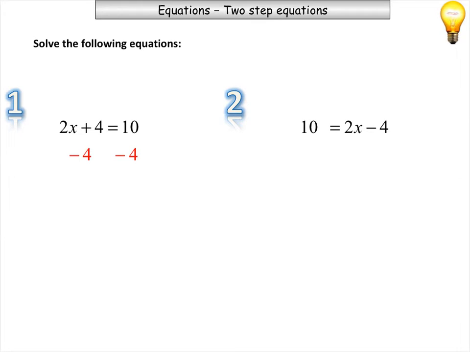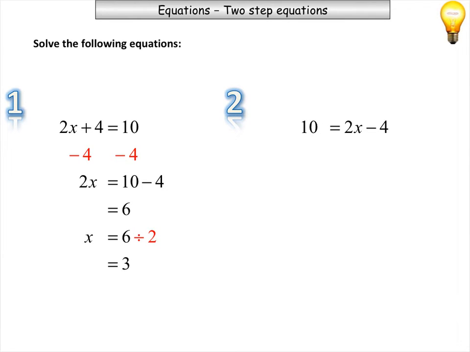And then you'll notice that when you've got your plus 4 and take away 4, that disappears. So you're just left with your 2x. And then you've got the 10, take away 4, and now we have 2x is equal to 6. Then we need to divide by 2 to leave us with our pronumeral x. So x is equal to 6 divided by 2, which is equal to 3.